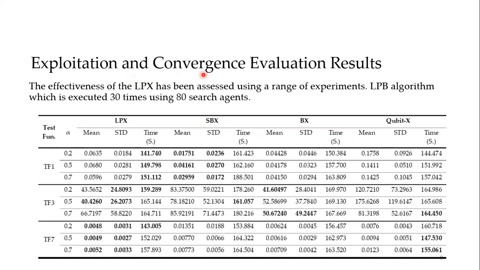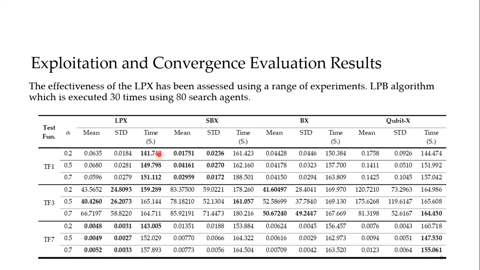Likewise, for exploitation and convergence evaluation, in another experiment that we have, LPX has been assessed using a range of experiments. LPB, the learner performance based algorithm, which is another algorithm that we designed, was executed 30 times using 80 search agents. Now, TF1, TF3, TF7, and we can see for minimization, again, LPX outperforms SPX.